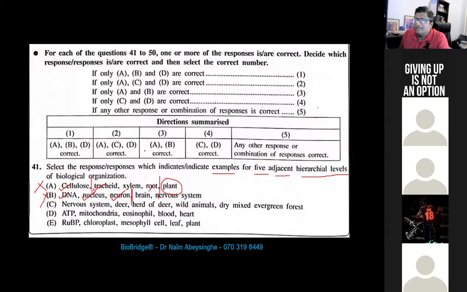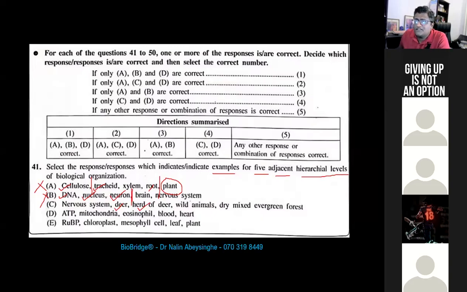Now this level is a little higher than what we have discussed earlier, A and B. See, nervous system. Nervous system is organ system. Organ systems get together to form an organism. Okay, deer is there. It's okay. This one is there. Then organisms get together to form a population. Okay, herd of deer. That is also there.